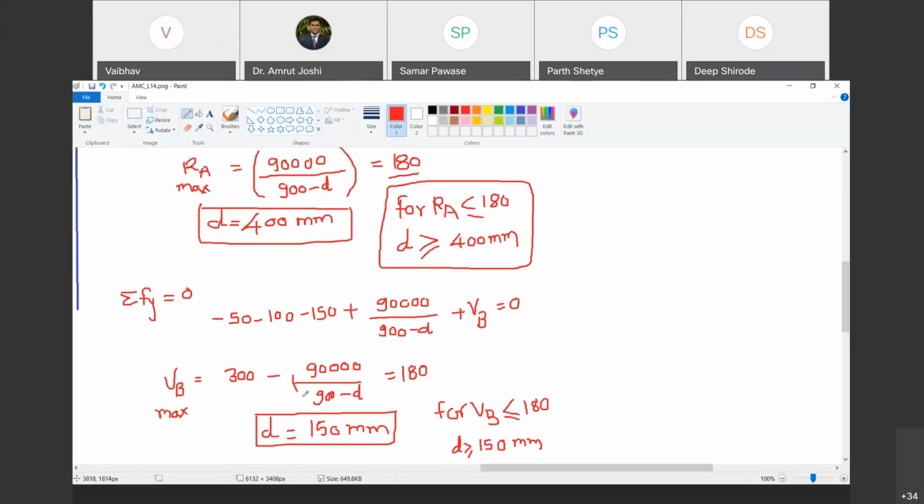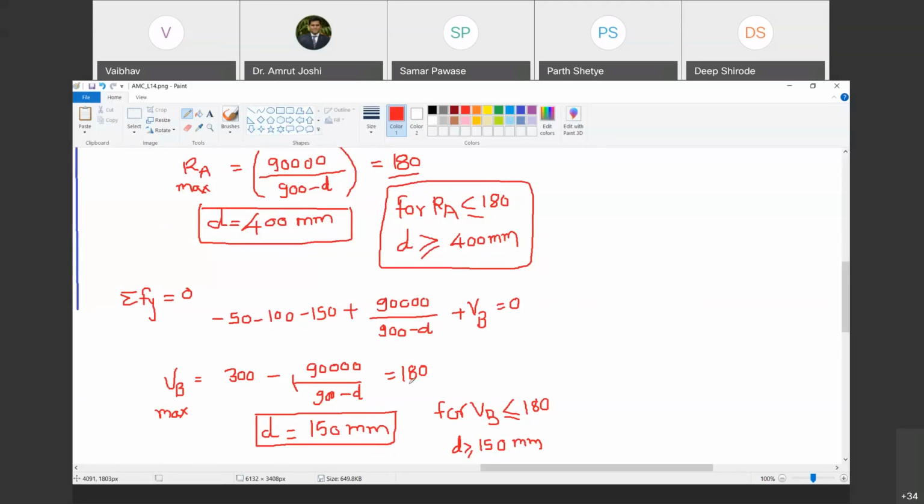This quantity is going to increase. Am I right? Yes sir. Okay, then the reaction... what went wrong, have a look. Sir, there will be more minus from 300. Yes, 300 minus 90,000 divided by 900 minus alpha x. Calculate: if x is 150, it is 180. Now if I increase x to 200, it becomes 170. So as I go on increasing the value of D, the reaction starts falling below 180.